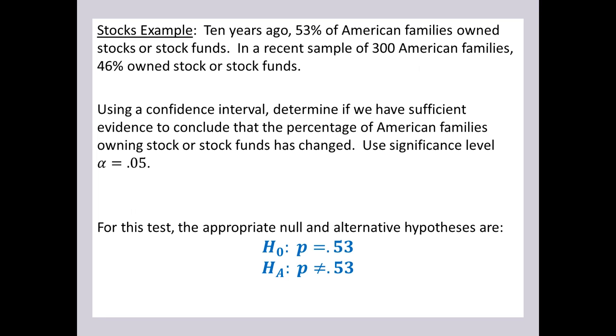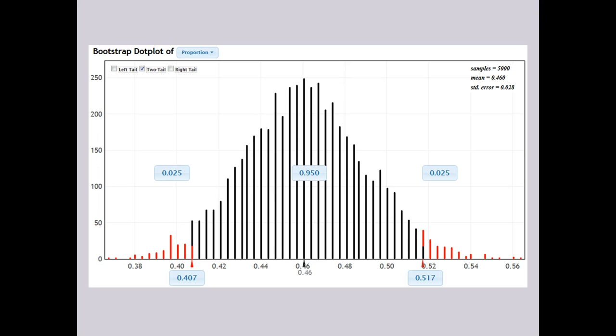In this example, we're going to do the hypothesis test using a confidence interval. At the beginning, we have our sample data, the 46%. That's effectively our p-hat, sample size of 300. And judging by what's in that second paragraph, we're looking for evidence that the percentage or proportion of American families owning stock or stock funds has changed. So changed, no specified direction, you need the two-sided alternative. And so if the alternative is that P is something other than 0.53 that's changed, the null would be that P equals 0.53.